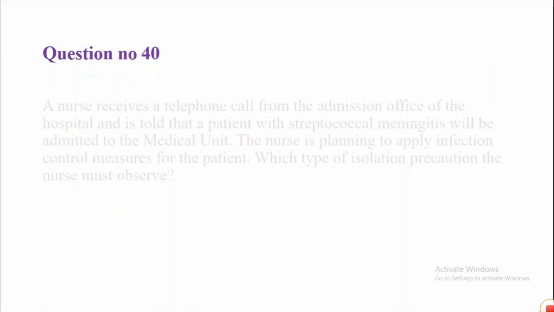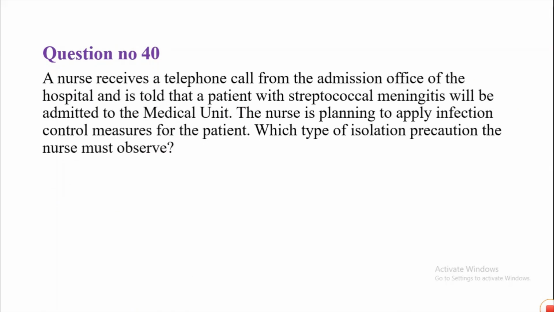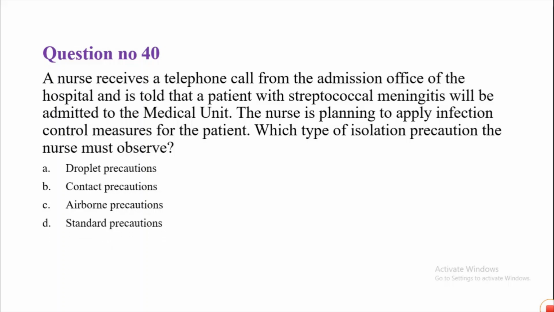Question number 40. A nurse receives a telephone call from the admission office of the hospital and is told that a patient with streptococcal meningitis will be admitted to the medical unit. The nurse is planning to apply infection control measures for the patient. Which type of isolation precautions must the nurse observe? The options are number A, droplet precaution, number B, contact precaution, number C, airborne precaution, number D, standard precaution.